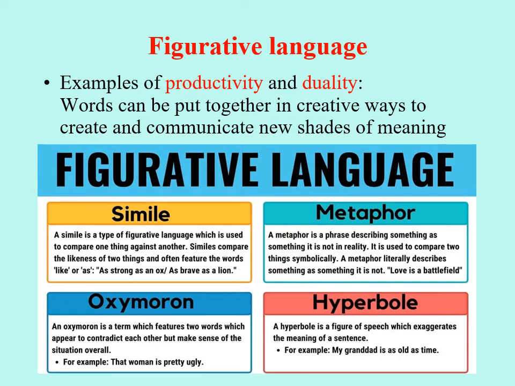On this slide, you will see some examples of what Hockett meant by productivity and duality, the creative nature of human language. Words can be put together in creative ways so as to create and communicate new shades of meaning. For example, if you look at the figure, there are 4 common ways in which human language creates new meaning and new communicative possibilities.